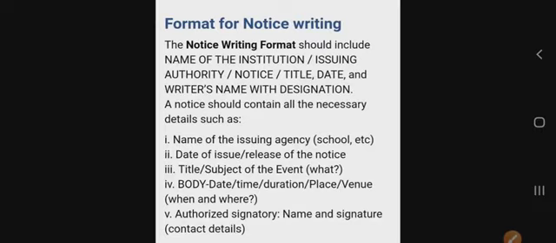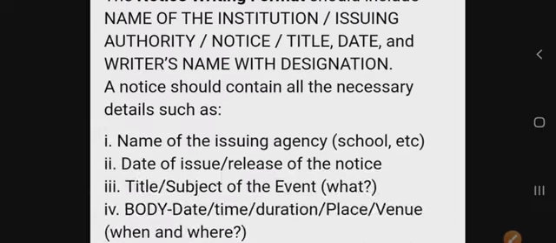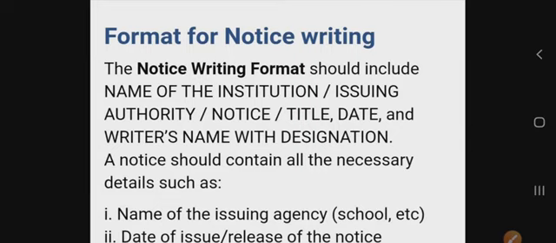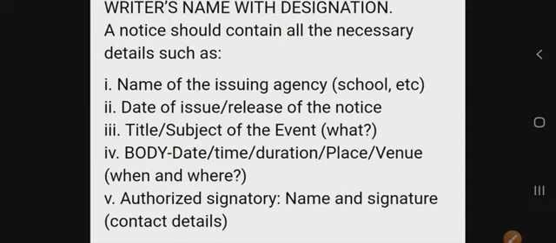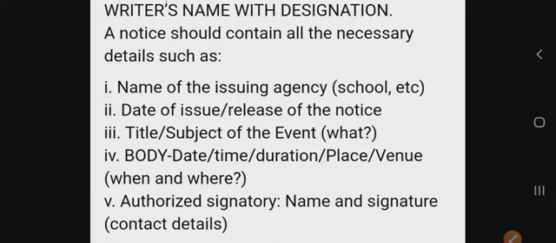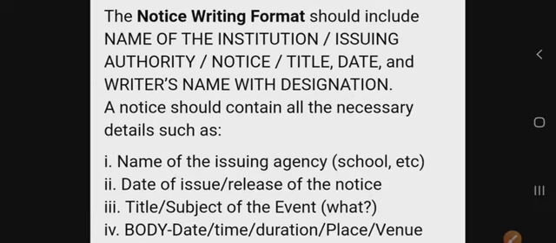Okay, now let's see it again here. So the notice writing format should include the name of the institution, the issuing authority. Suppose the notice is from the principal of a school about a dance competition. Then what will come in the name of the institution? DPS Haldoyin Lamachor will be the name of the institution or issuing authority. Okay, then the notice, then the title, then the date, then the body, and then the writer's name with designation. So at last, the writer's name with designation is also there. Suppose the notice has been issued by the principal, so at last, principal should come.